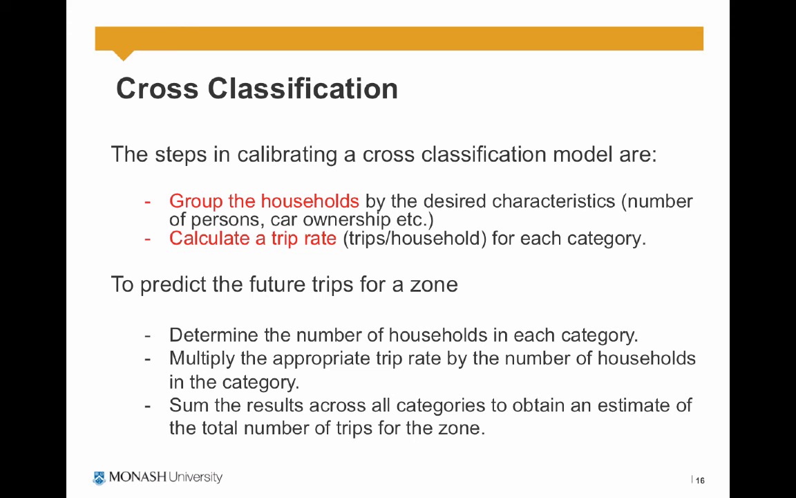And then to predict the future number of trips for a zone, we determine the number of households in each category as we defined. We multiply the estimated trip rate by the number of households in that category. And then we sum the number of trips across all categories to obtain an estimate of the total number of trips in that zone.